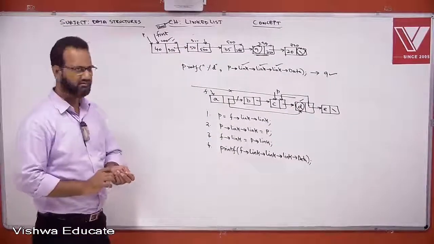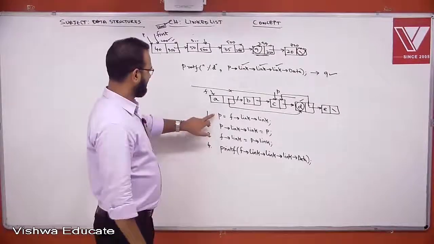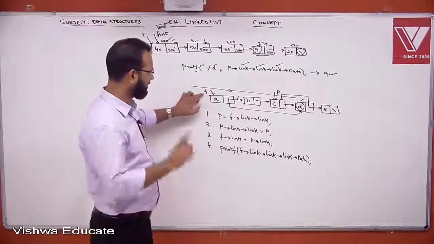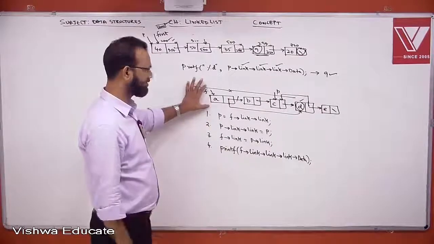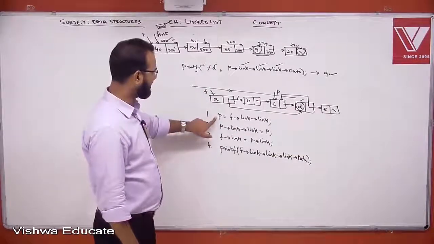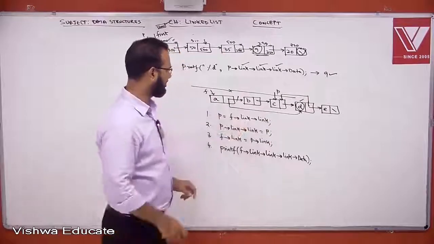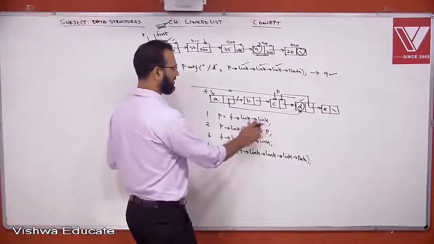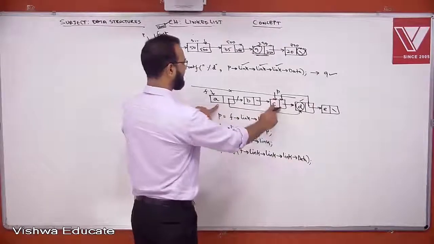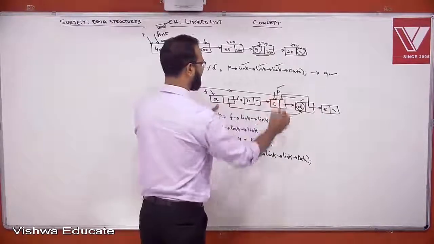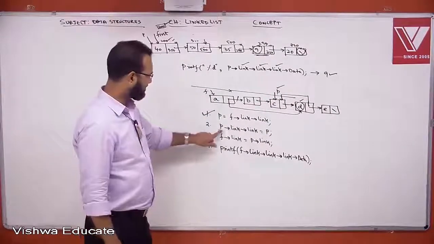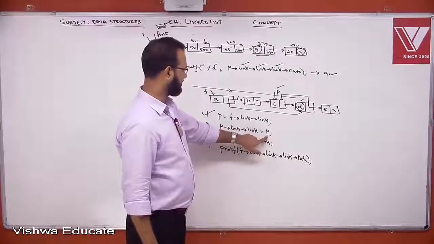I'll repeat once again. Initially, when we start the process, f is the only pointer variable, which is now pointing to the first node. First step, execution, takes P to point to node C, because we have two links. When I say f of link, I am pointing to B, and its link points to C. So the first step makes P point over here. First step over.